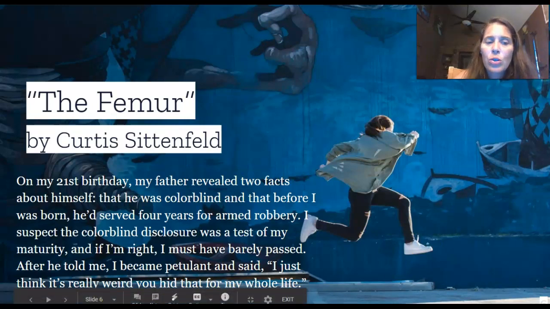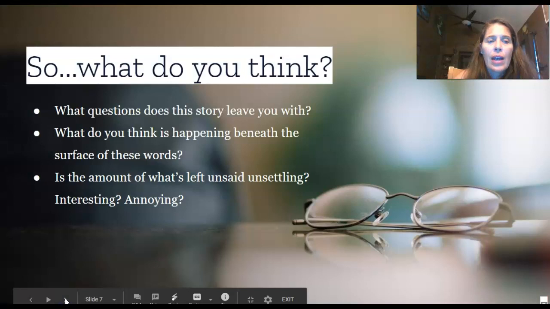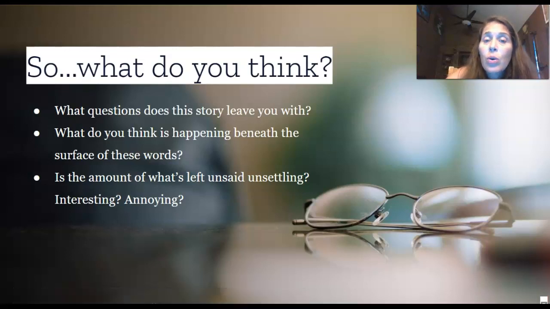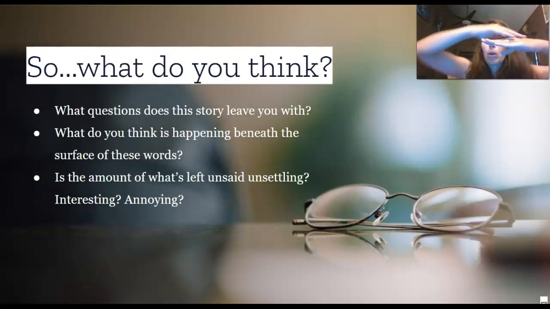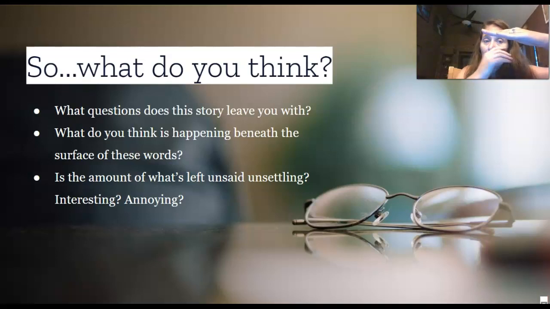I want you to think about these 2 stories, and you have some questions. These are some things that I just mentioned to you. What questions does the story leave you with? What's happening beneath the surface? I think the iceberg, right? We know what's happening on the top because he told it to us, but what's all this stuff down below? What's going on? What's left unsaid? Is it unsettling, interesting, annoying? I want you to think about these questions. I want you to answer them based on one of the stories, either the femur or the margins.